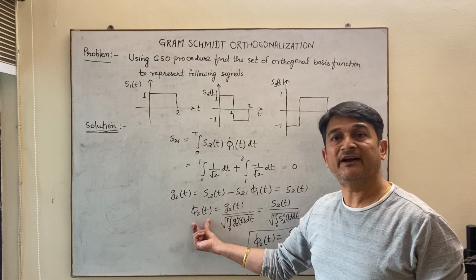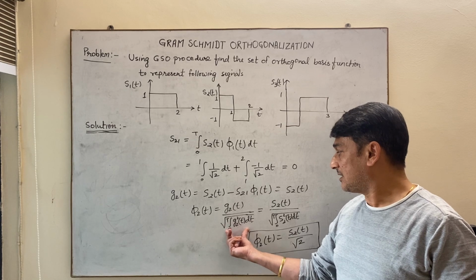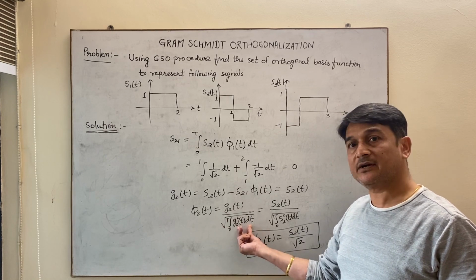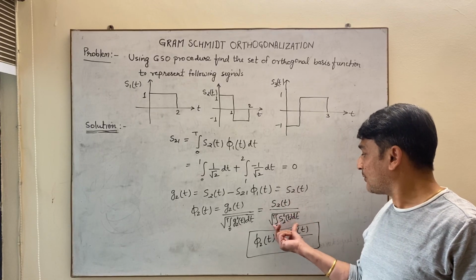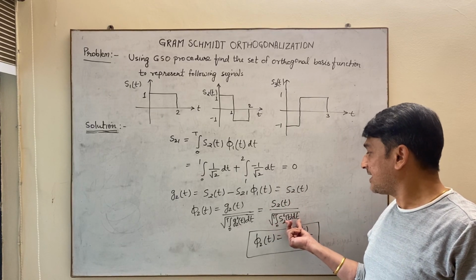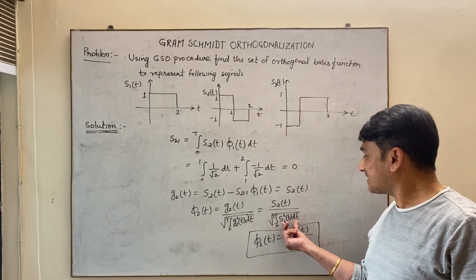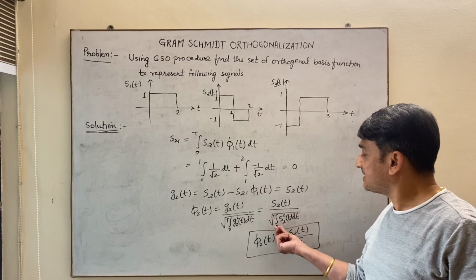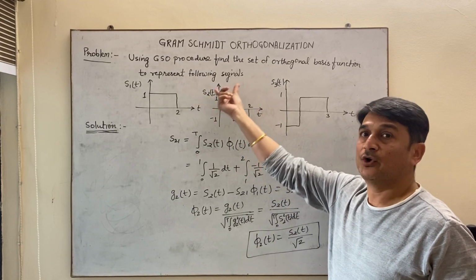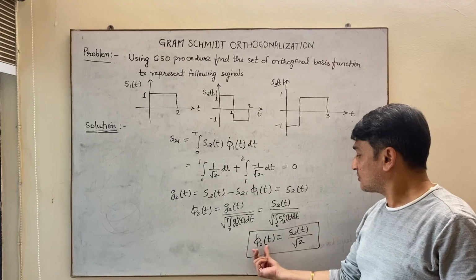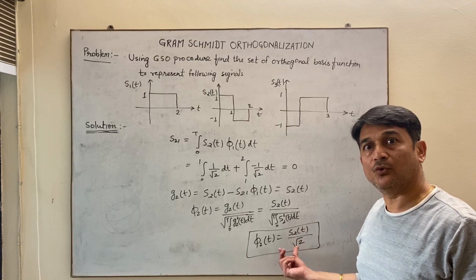Now we will finally define the second basis function phi 2(t). Phi 2(t) is what? G2(t) upon under root integral 0 to T of G2 square (t) dt. Now G2 is nothing but S2, so you can directly write S2(t) upon root of integral 0 to T of S2 square (t) dt. When you solve this S square (t) dt within the limit 0 to 2, that means within the limit 0 to 1 and then 1 to 2, you will get the value as root 2. So the second basis function phi 2(t) is S2(t) upon root 2.